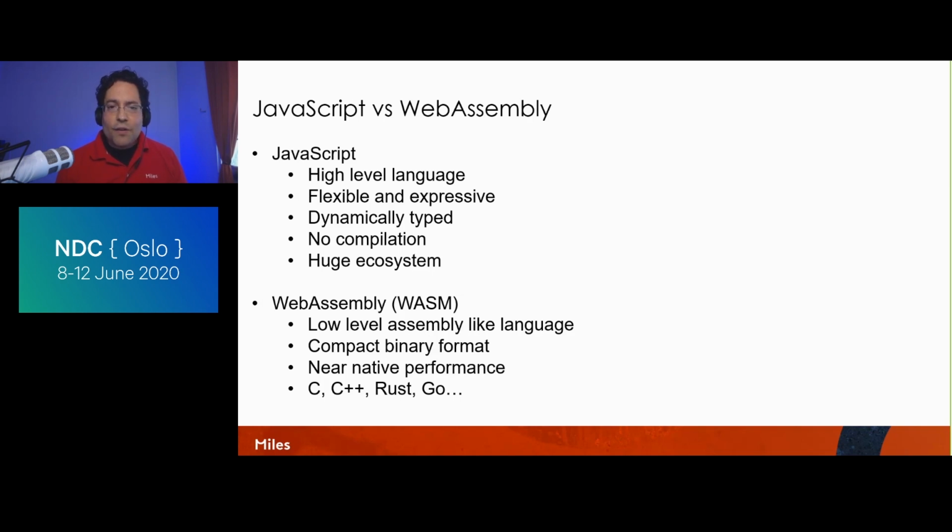So either you can write WebAssembly manually, which I don't recommend, or you can use a high-level language like C or C++ or Rust and Go, and then you can use a tool or a compiler to compile your high-level language down to WebAssembly.